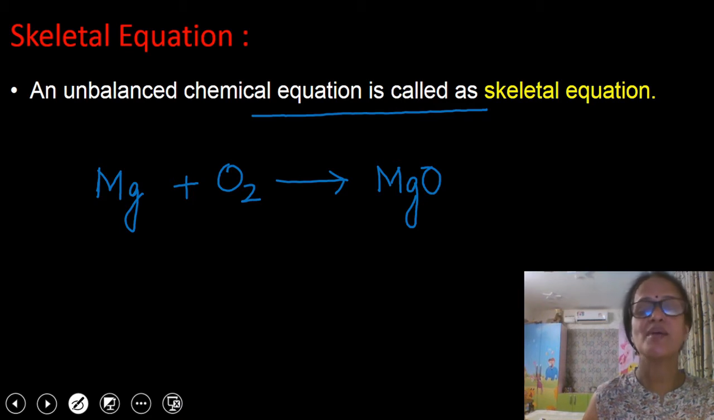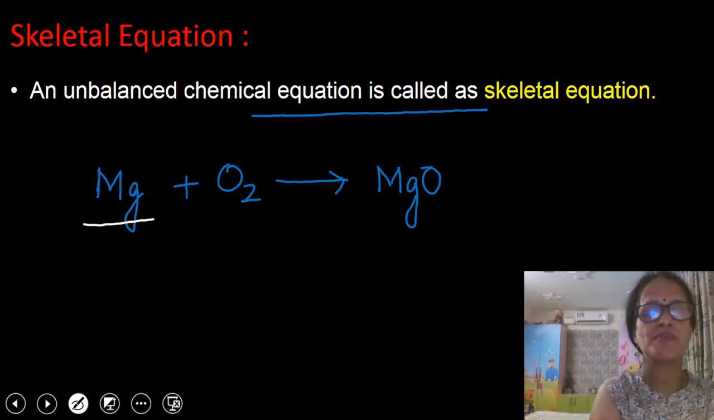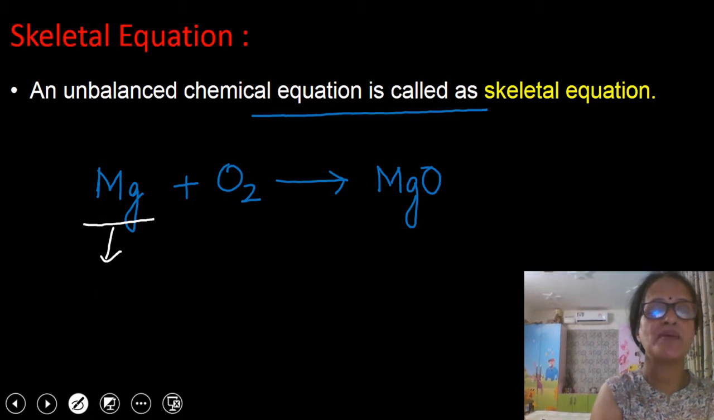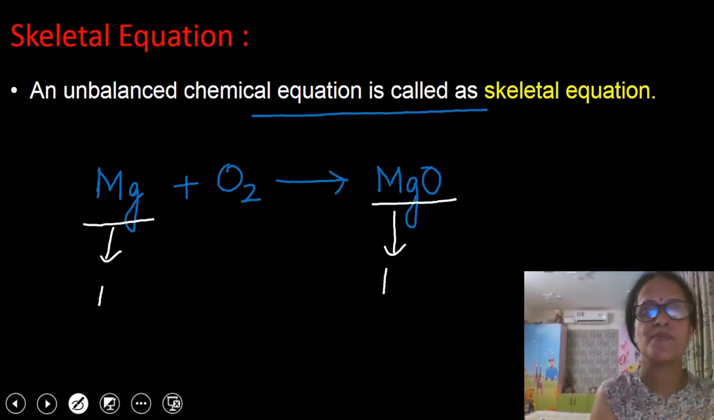Now let's check the number of atoms of each element in reactant and product side. We will start with magnesium atom. In reactant side, only one magnesium atom is present. Similarly, if you look at the product side, you can find that in the product side also one atom of magnesium is present.